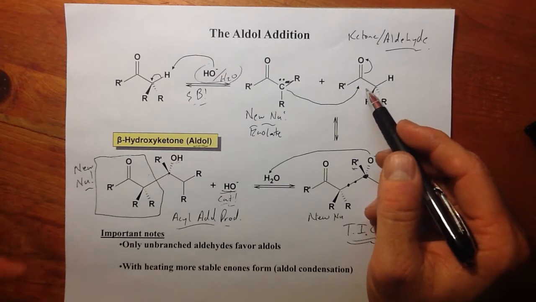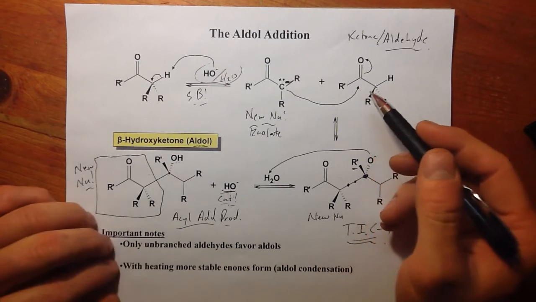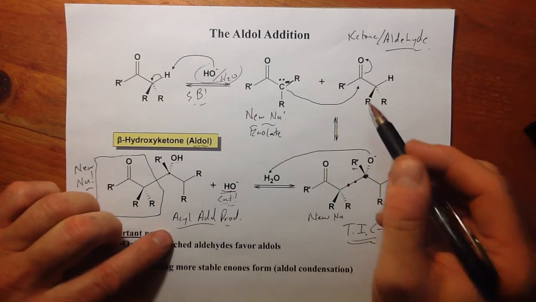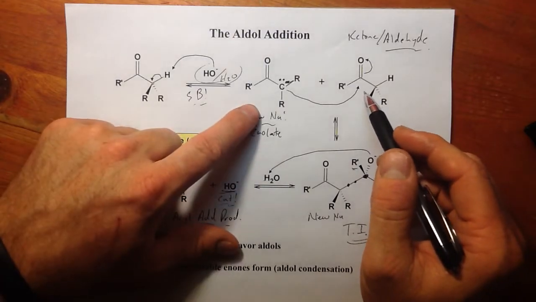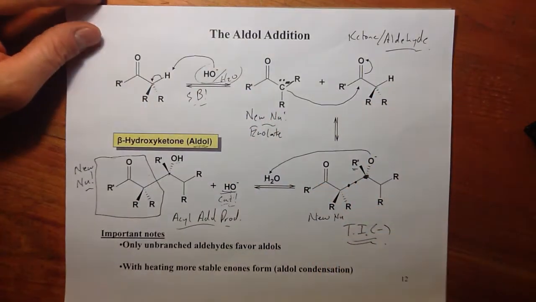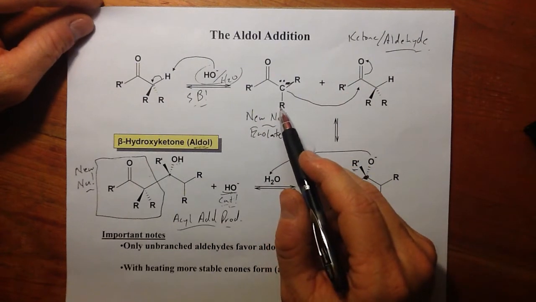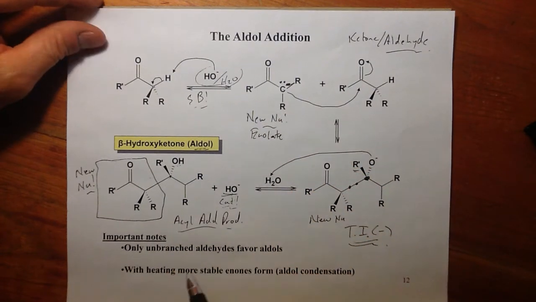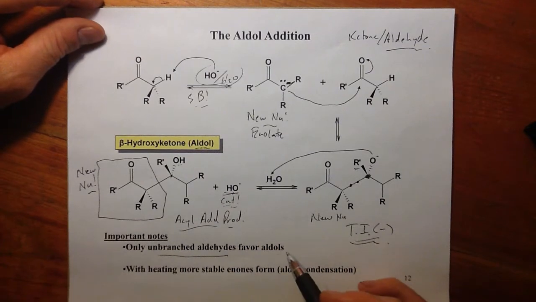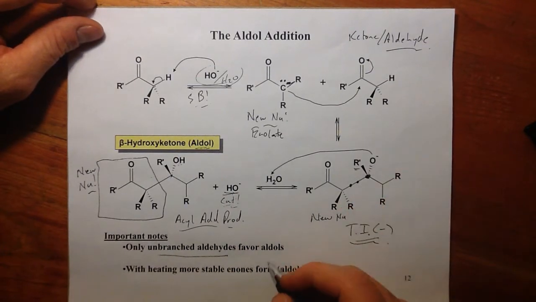Now, one thing to point out, this is very important, it's still just an acyl addition reaction of a ketone with something as a nucleophile. So the old rules apply. If this is just a ketone or aldehyde reacting with a nucleophile to give an addition product, only unbranched aldehydes favor the addition product, the aldol.